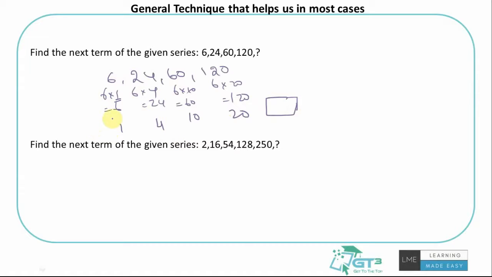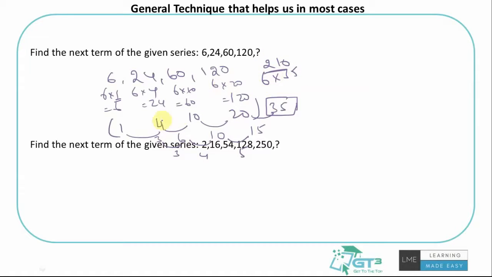Now I am trying to get a relationship for this 1, 4, 10 and 20. So 1 and 4 differ by 3, 4 and 10 by 6, 10 and 20 by 10. Then what is the difference between these? 3 and 6 have a difference of 3, 6 and 10 has a 4. So the next term should be 15, the difference of 5. So the sequence is 1, 4, 10, 20 and then it should be 35. So I should multiply 6 into 35 to get 210 as my next term.